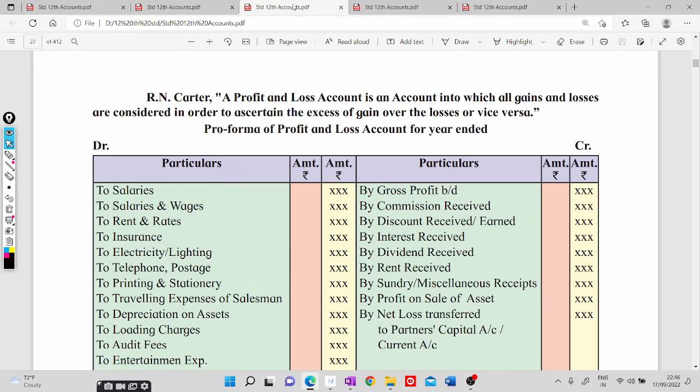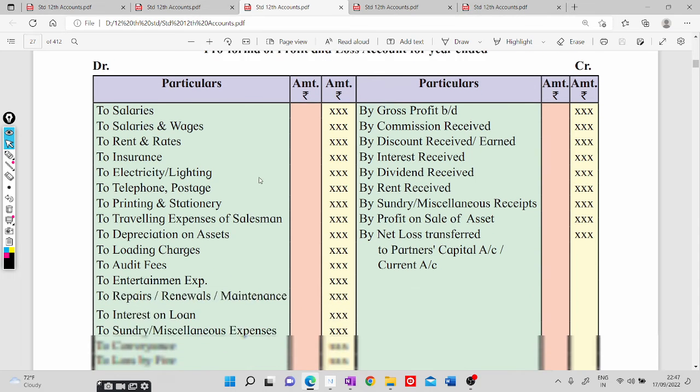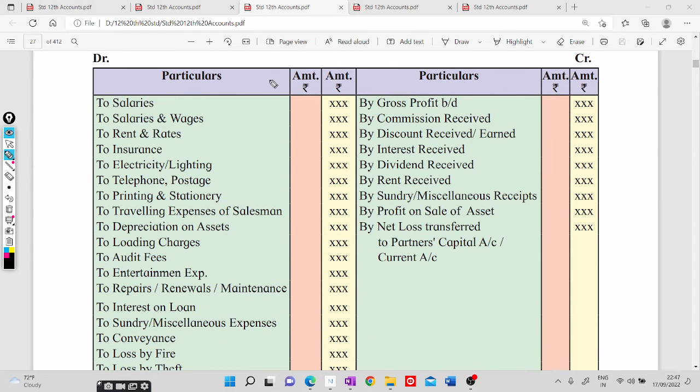Similarly, all the indirect expenses and indirect income are shown in the profit and loss account. So this is the pro forma of the profit and loss account, where you can see the indirect expenses on the debit side and indirect income on the credit side. We will see a few examples of the indirect expenses. The profit and loss account is also a nominal account.